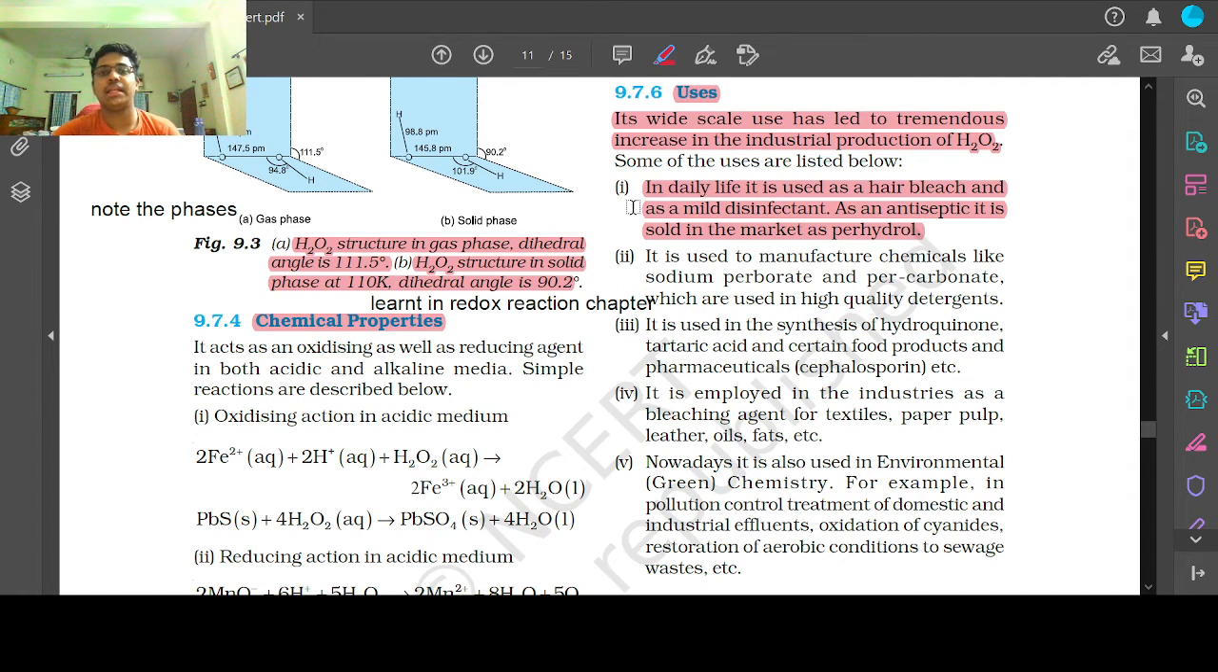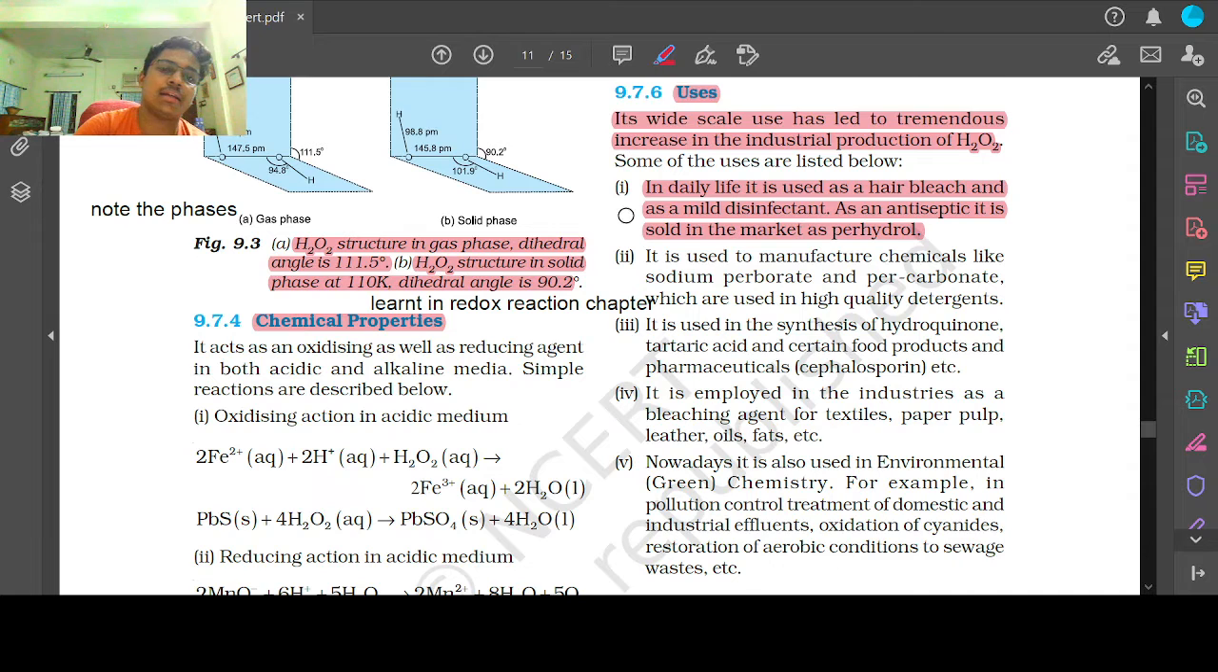So in daily life, it is used in hair bleaches. When you dye the hair, you use a hair bleach in the salons or in the spas. Those hair bleaches have H2O2 because H2O2 has a bleaching action as well. So you will get to know these things.